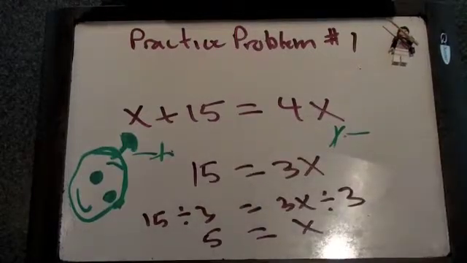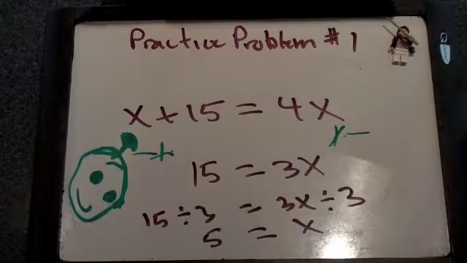And then we got 15 equals 3x. And now we divided both sides by 3 to get x equals 5. Alright, that was a pretty good problem. You ready for the next one?